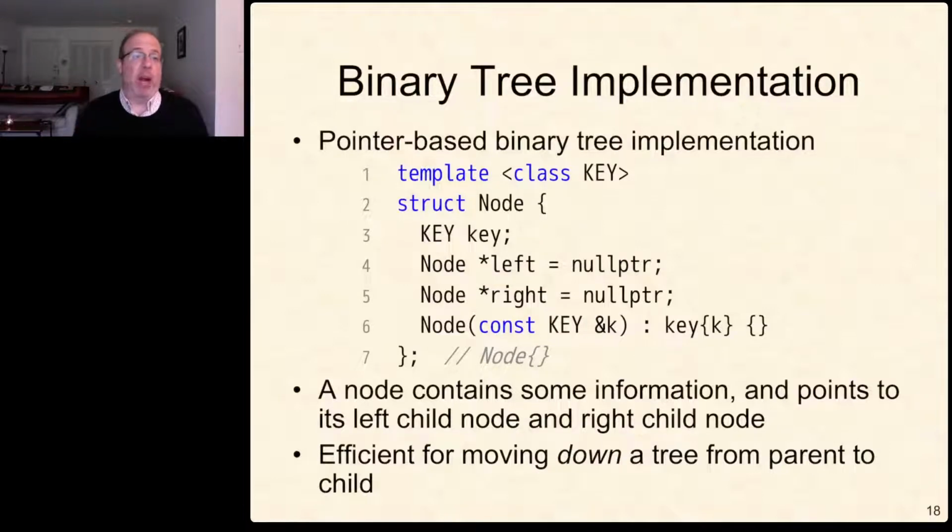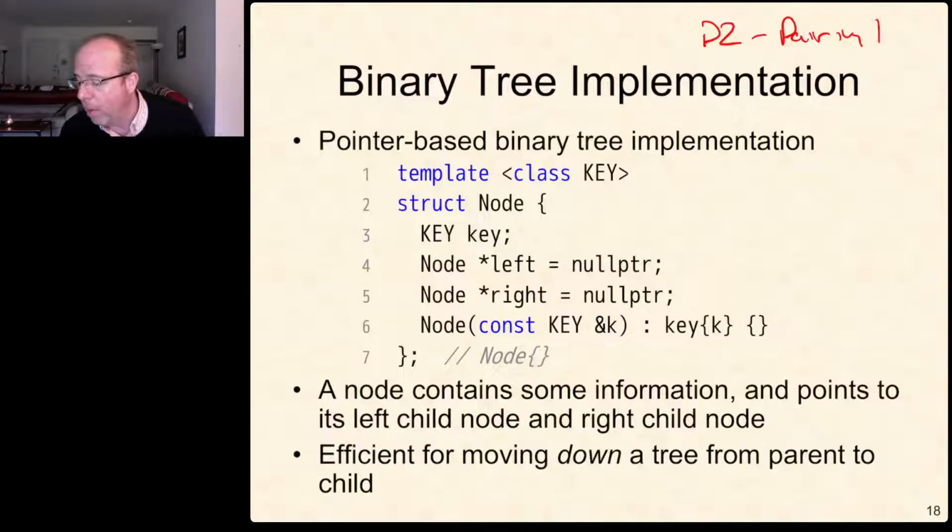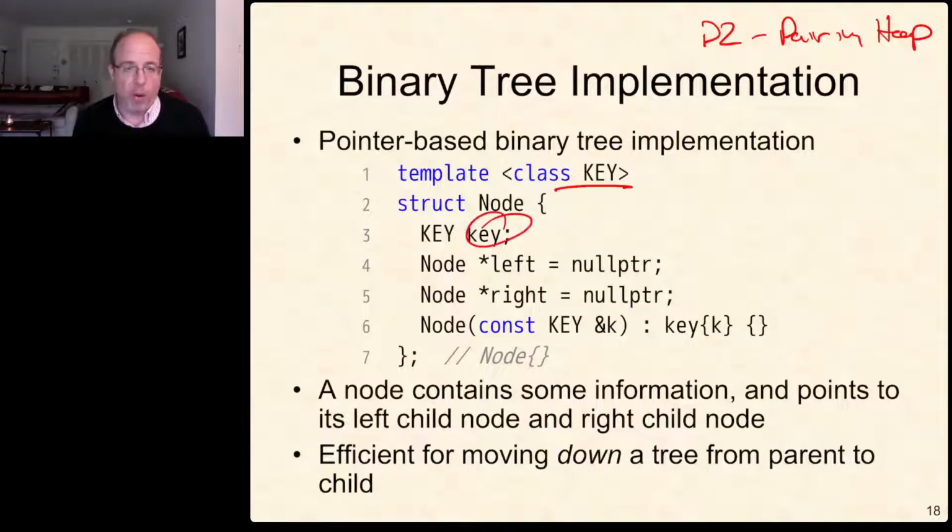So instead of using an array, we almost never use arrays to represent binary trees. Instead, we use pointer-based structures. And again, we've already seen this because in project 2, we built a pairing heap, and a pairing heap happens to be implemented with pointers instead of as an array. So typically, it's a templated class. The class contains some data stored in the thing called key. It has a left subtree, which is by default the null pointer, a right subtree, which is also by default the null pointer, and we initialize the value key to whatever the user has passed to us.